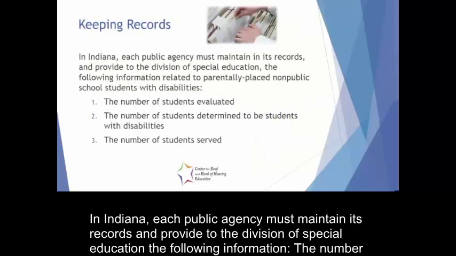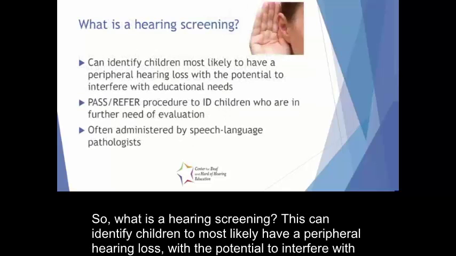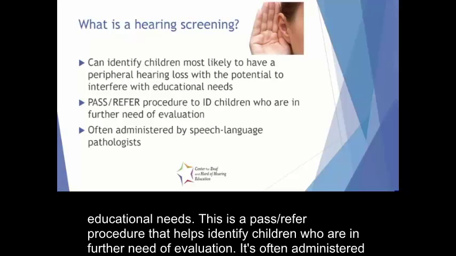In Indiana, each public agency must maintain its records and provide to the Division of Special Education the following information: the number of students evaluated, the number of students determined to be students with disabilities, and the number of students served. So what is a hearing screening? This can identify children who most likely have a peripheral hearing loss with the potential to interfere with educational needs. This is a pass-refer procedure that helps identify children who are in need of further evaluation.